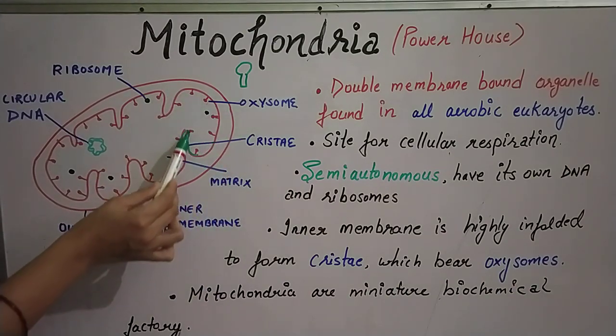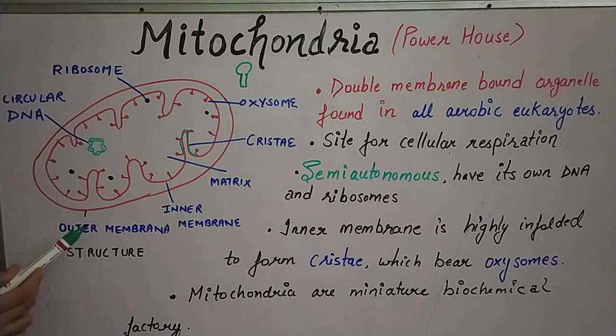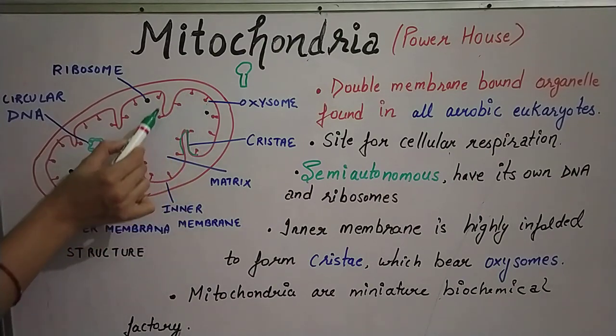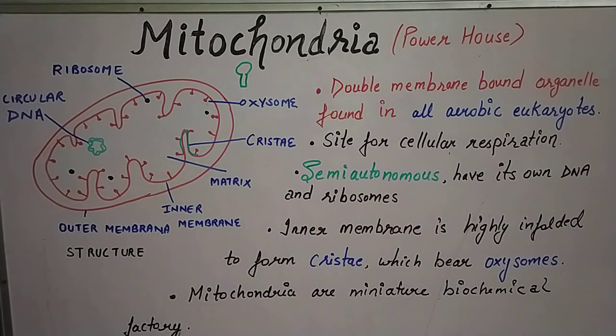And this inner membrane, by getting infolded, will provide higher surface area for more production of ATP molecules. The more surface area it gets here, the more oxysome structures will be present, and more ATP will be produced as a result. So this inner membrane is infolded to increase the surface area for the metabolic activities to take place, for the production of more ATP molecules within the cell.